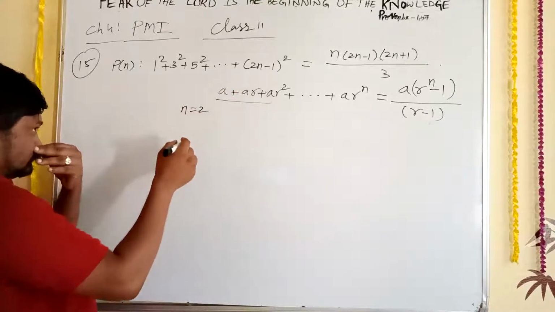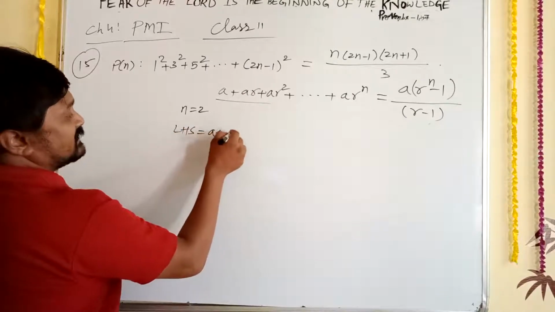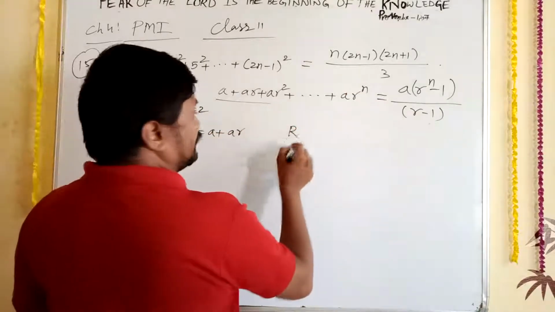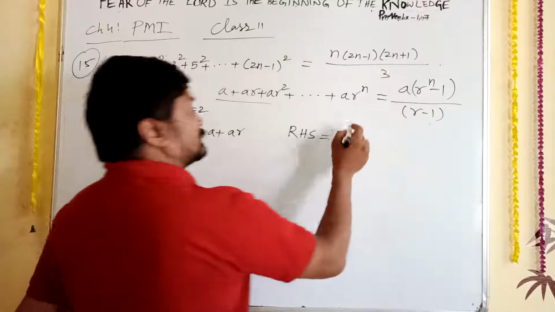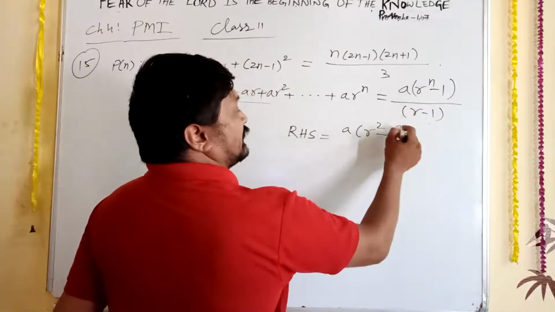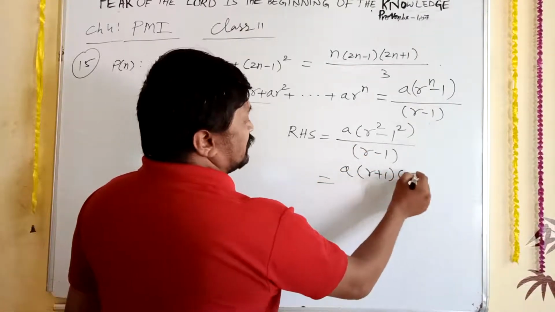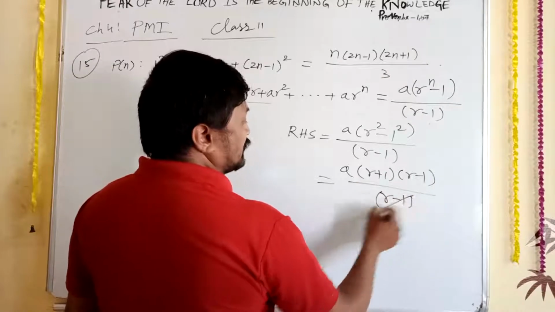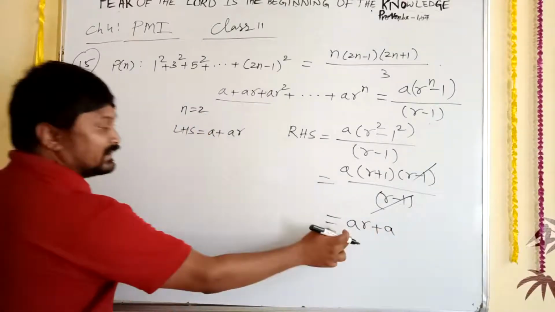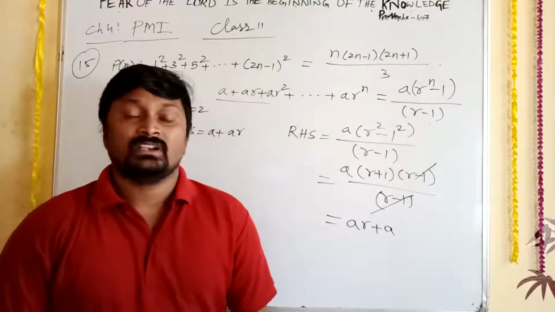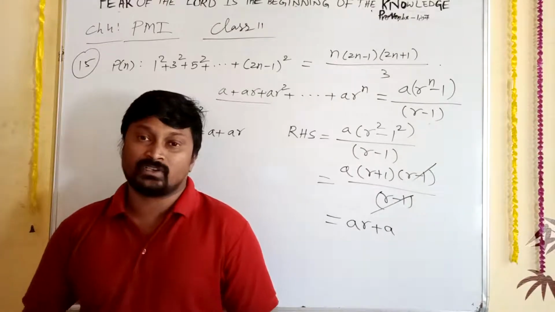Now what I am writing here: LHS is equal to a plus ar. Then the RHS also you need to get the same answer. RHS: you already know n is equal to 2, substitute, so a times (r square minus 1) upon r minus 1, where r square minus 1 we can write as (r plus 1)(r minus 1). Then r minus 1 gets cancelled. Then ar plus a, both will be the same. Therefore, LHS is equal to RHS. P of 2 is proved. Okay, that is your doubt solved.